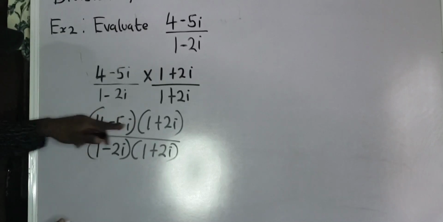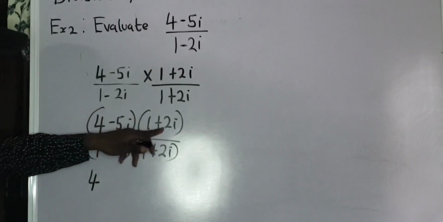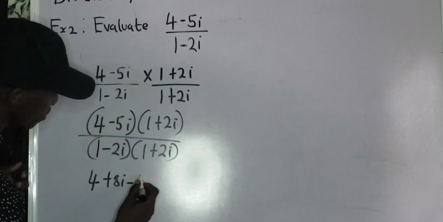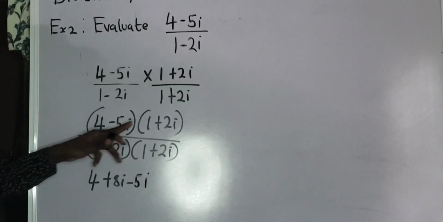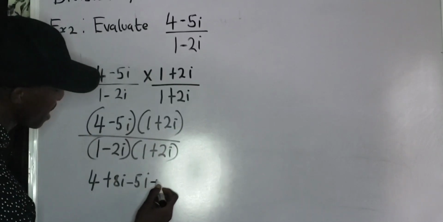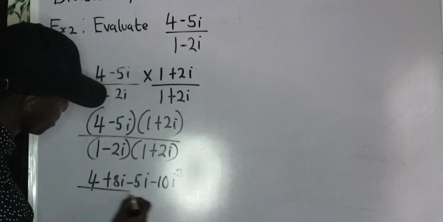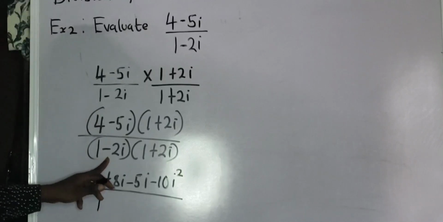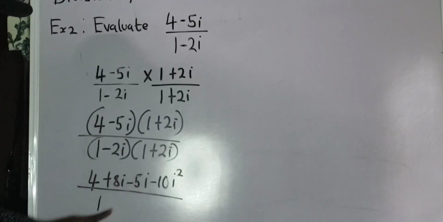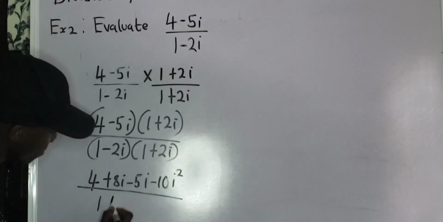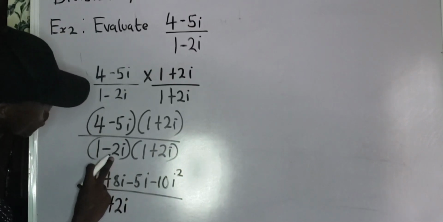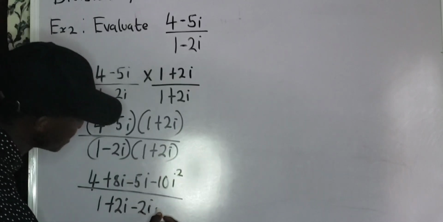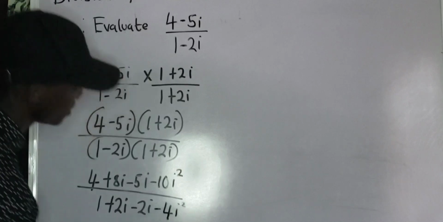So let us open the bracket. 4 multiplied by 1, that is 4. 4 multiplied by 2i, that is plus 8i. Minus 5i multiplied by 1, that is minus 5i. Minus 5i multiplied by plus 2i, that is minus 10i squared. All over 1 multiplied by 1, that is 1. 1 multiplied by plus 2i, that is plus 2i. Minus 2i multiplied by 1, that is minus 2i. Minus 2i multiplied by plus 2i, that is minus 4i squared. Do you understand?